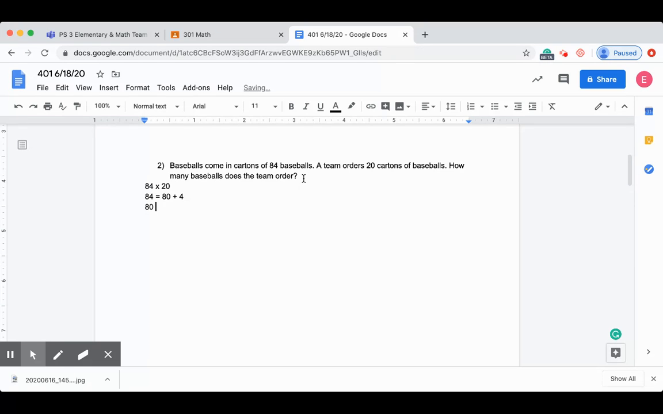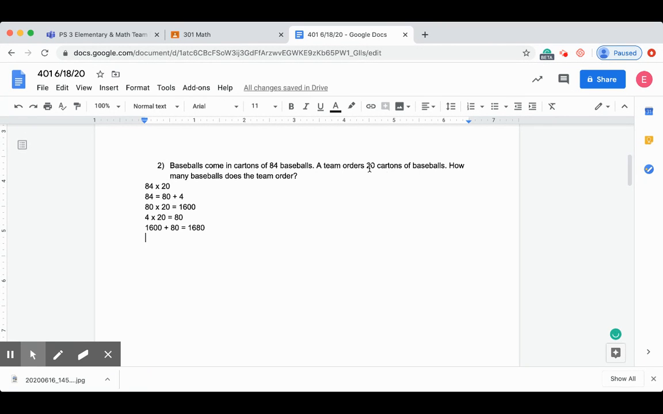So now I can use my basic facts. 80 times 20 equals 8 times 2 is my basic fact, which is 16. Add my 2 zeros. I have 1,600. Then I will do 4 times 20 equals 4 times 2 is 8. And my 0, I have 80. And then I will add together my two sums, 1,600 plus 80 equals 1,680.